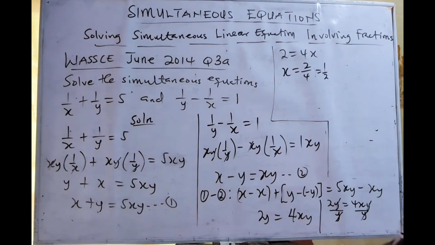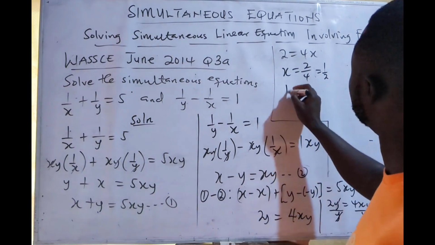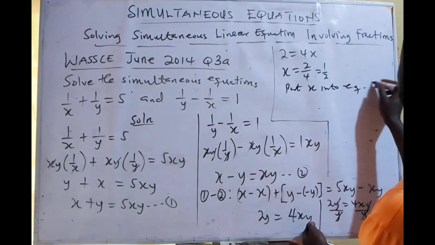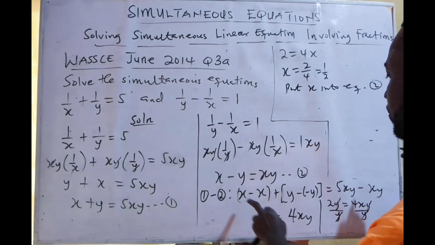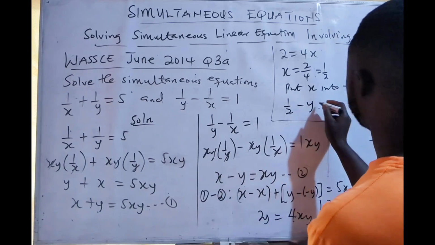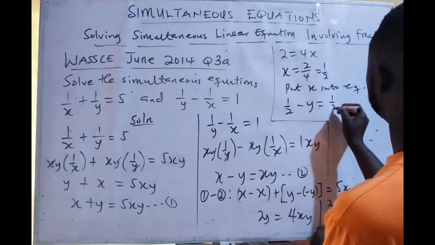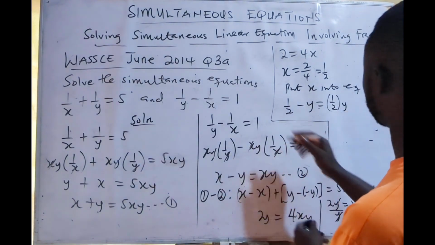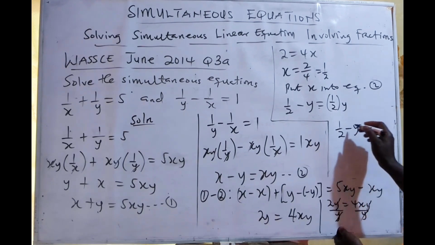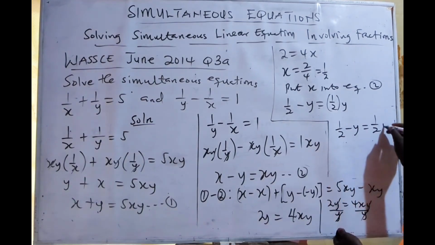And now with this, I believe we can find the value of y, either by substituting in equation 1 or equation 2. So let me put the x in equation 2. So put x into equation 2. Equation 2, I have what? x, so 1 over 2 minus y equal to 1 over 2 also times y. So I have 1 over 2 minus y equal to 1 over 2y.